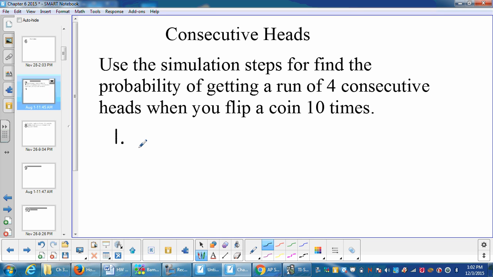The first thing we need to do is clearly assign numbers. So if we're going to do heads and tails, we can have a 1 represent heads and a 2 represent tails. Now, that's the first thing we have to do. Now, we have to make sure that we run our simulation.